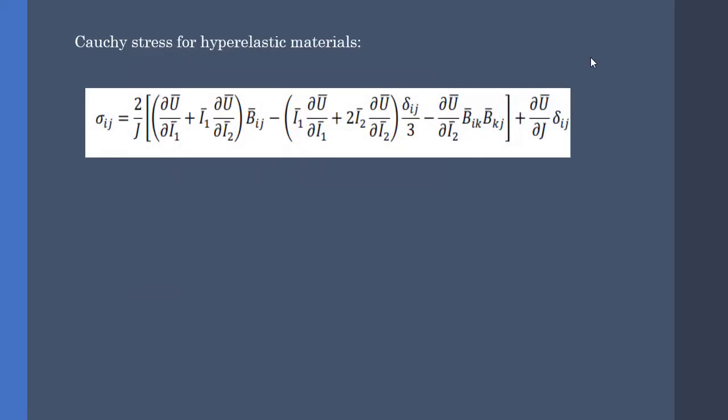So the Cauchy stress for hyperelastic materials is according to this relation, in which U bar is the strain energy density function, I bars are the strain invariants, B bar is the Cauchy's left Green strain tensor, and J is the determinant of the deformation gradient.